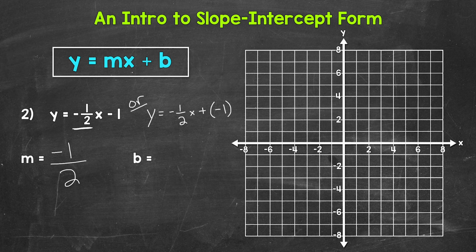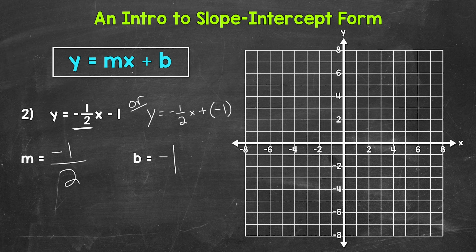Subtracting 1 gives us the same thing as adding negative 1. That's something to keep in mind when it comes to the y-intercept. So with that being said, our y-intercept is negative 1. That's where the line crosses the y-axis. And this is all of the information we need to graph.